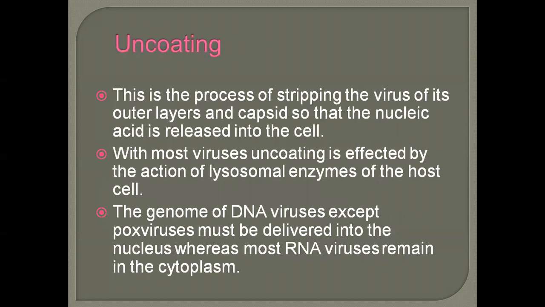Then uncoating. Today we will go for uncoating. This is the process of stripping the virus of the outer layers and capsid so that nucleic acid is released into the cell. It is the step involved when the viral nucleic material enters the cytoplasm: the nucleic material is uncoated. The process strips the virus of the outer layers and capsid so that nucleic acid is released into the cell.